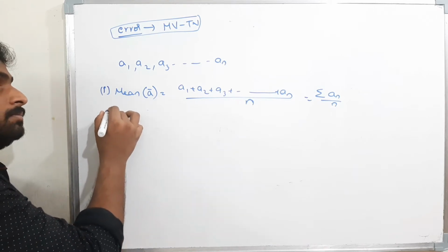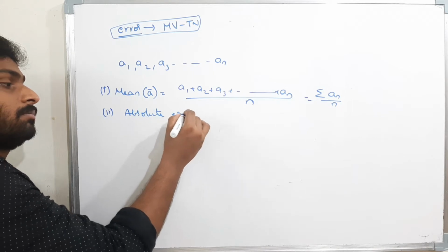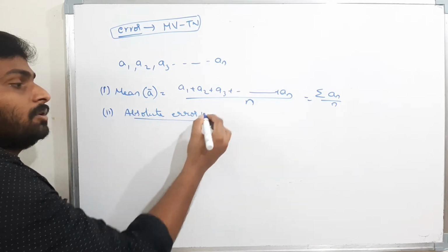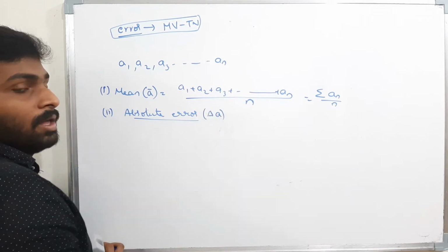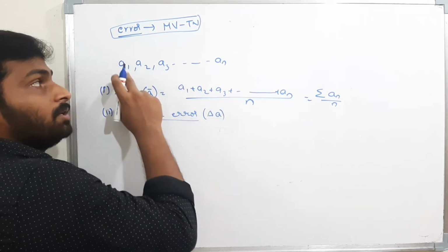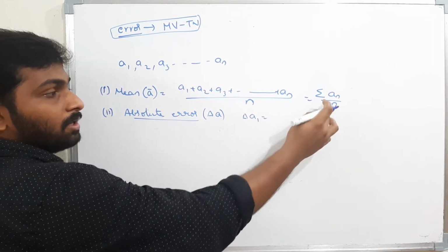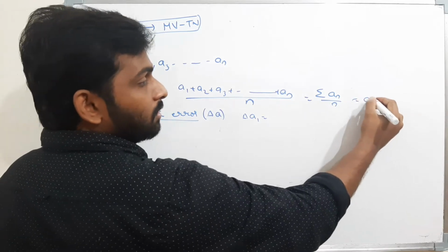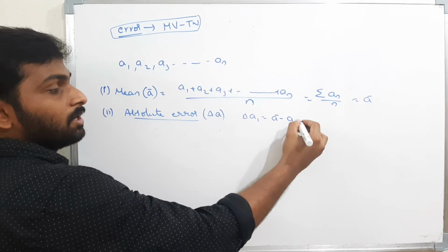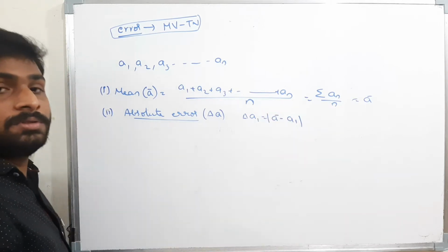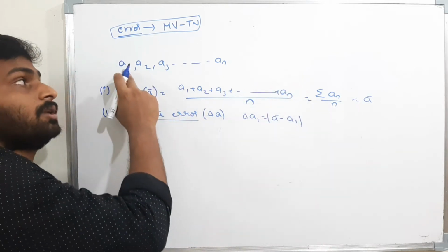Now next one, absolute error. What is the meaning of absolute error? I will represent this by delta A. The absolute error of the first reading is delta A1, that is A bar minus the first reading, kept in the mod. That means the error in the first reading is simply the difference between the mean value and the individual value.